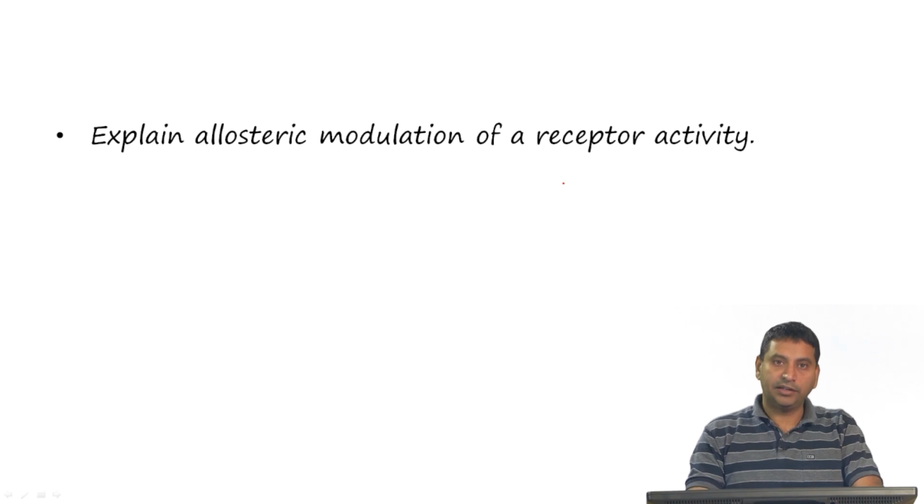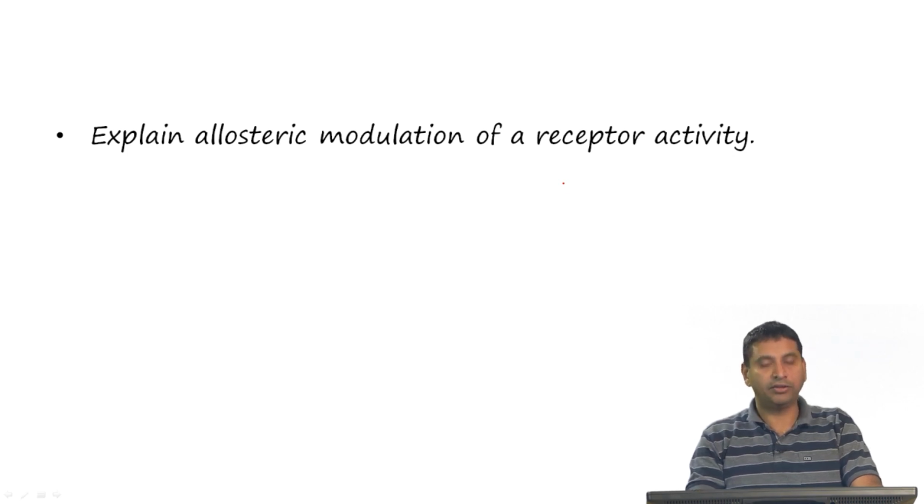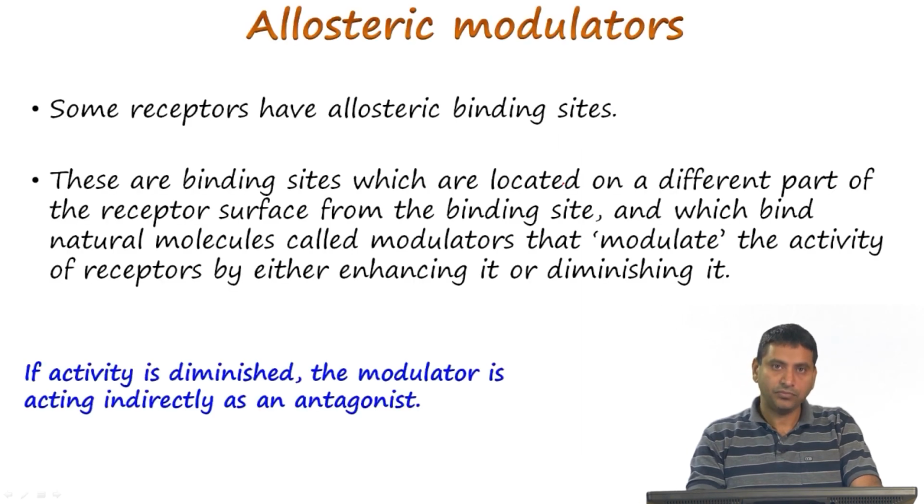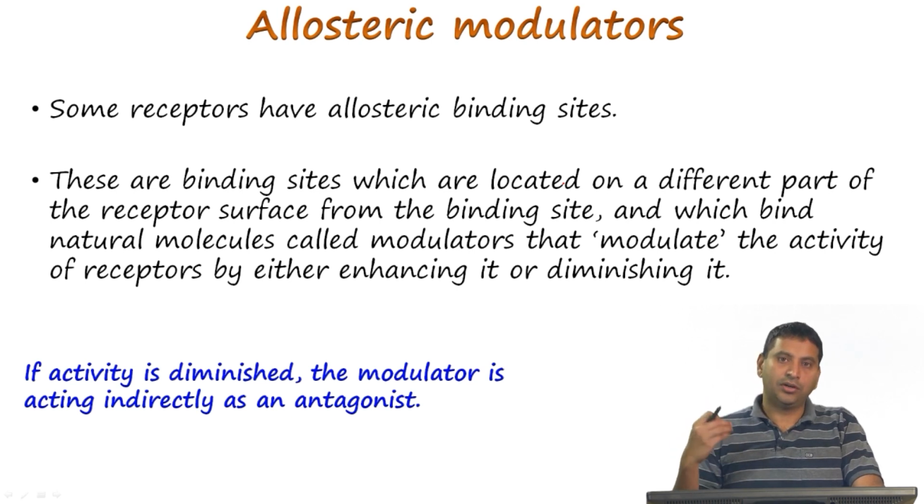The next question is, explain allosteric modulation of a receptor activity. Allosteric modulation is very important because it is a way in which receptors are regulated, and regulation of all these biological macromolecules is very important for the normal functioning of a cell. Allosteric modulators are molecules which bind to a site which is not the binding site, and can modulate the activity.